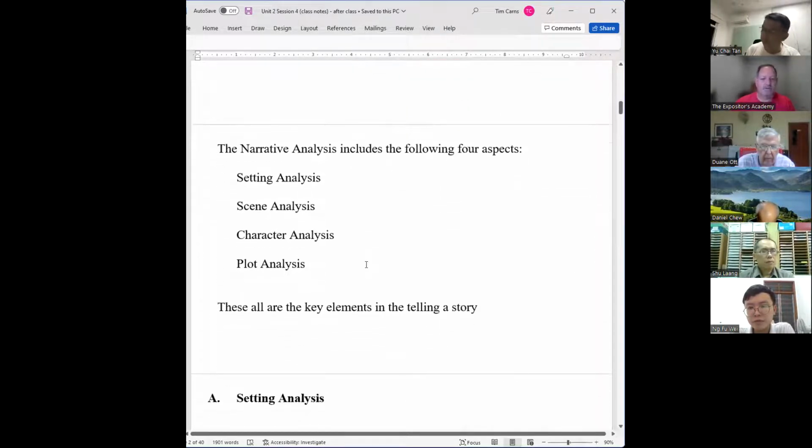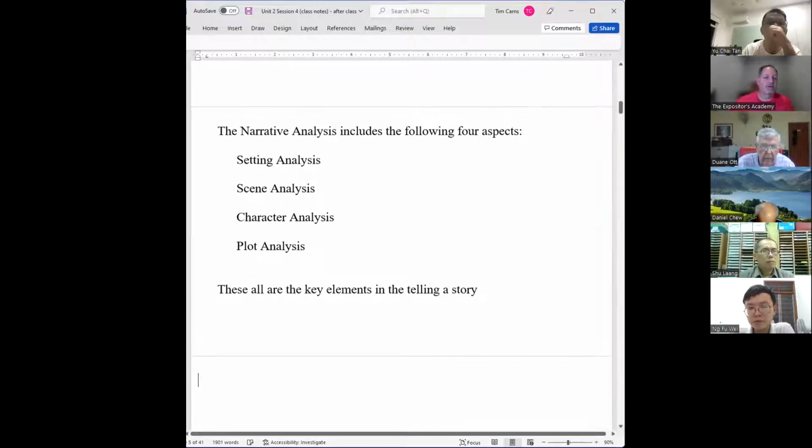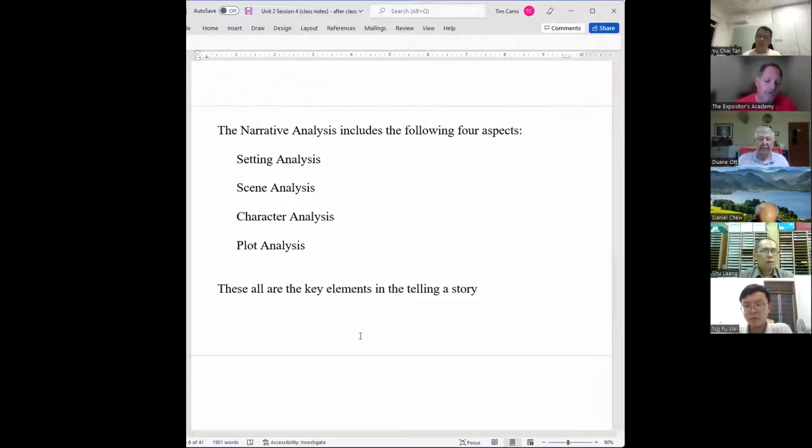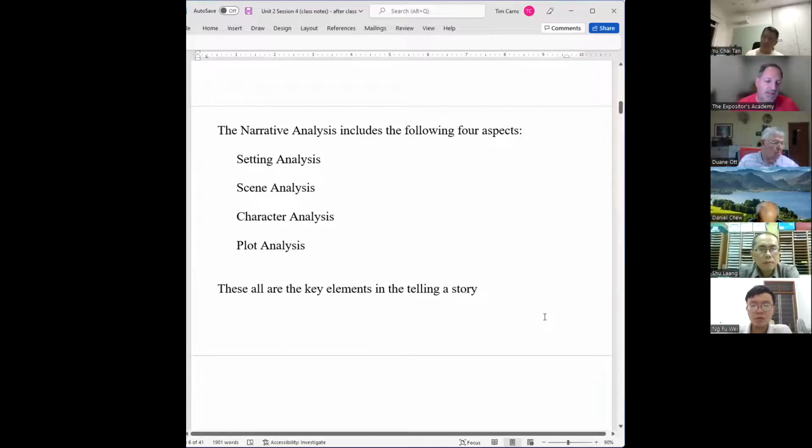And the key elements or the four aspects of narrative analysis, or looking at a story, examining the story, is one, understanding the setting of the story. That is the background. Of course, two, understanding the scenes and how the story is broken up. So we're going to focus on that today. And then the characters, and then all that leading to understanding the plot. So those are the four parts or aspects or categories that we consider when examining and studying a story.